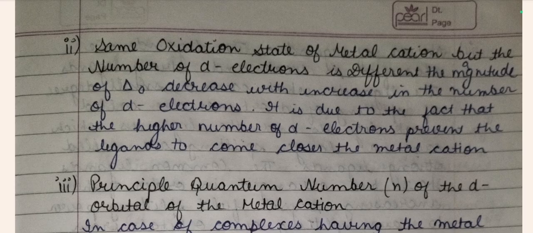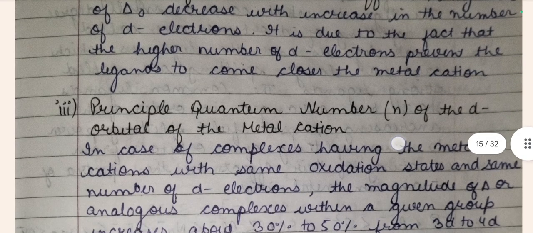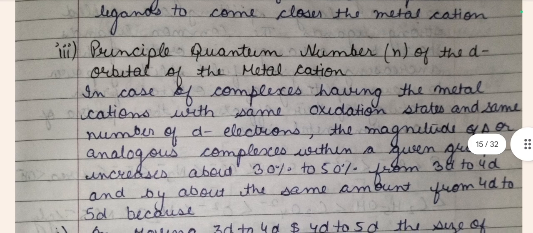The magnitude of Δ0 decreases with the increase in the number of d electrons. It is due to the fact that a higher number of d electrons prevents the ligands from coming closer to the metal cation. Next, the principal quantum number of the d orbital of the metal cation.